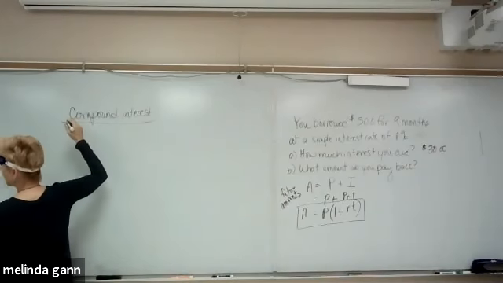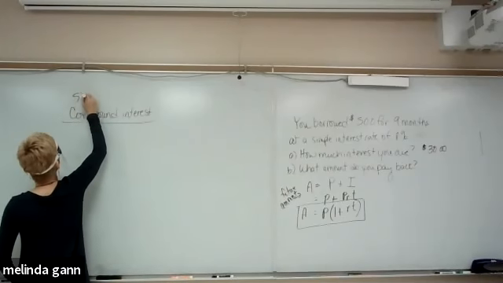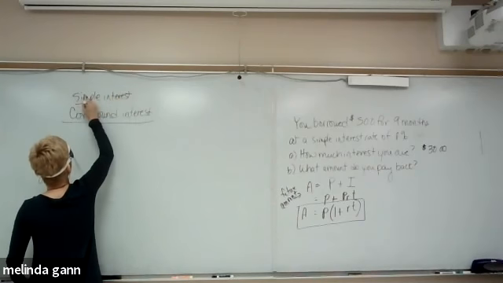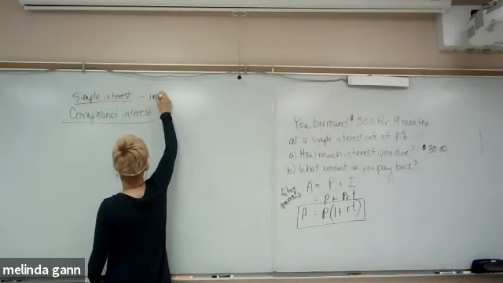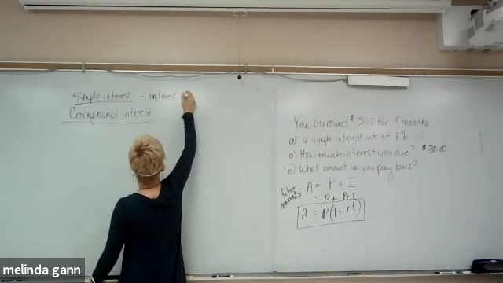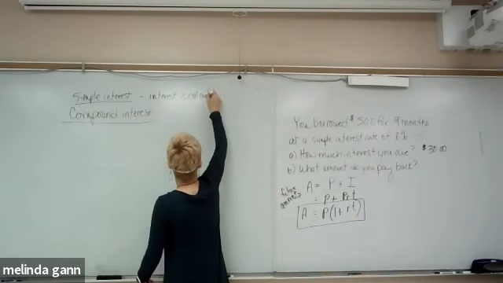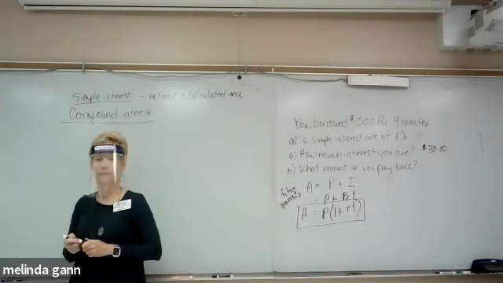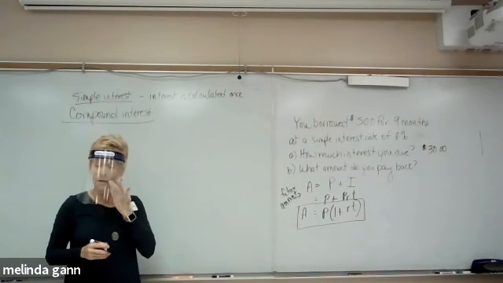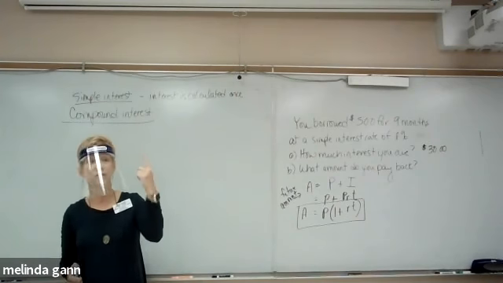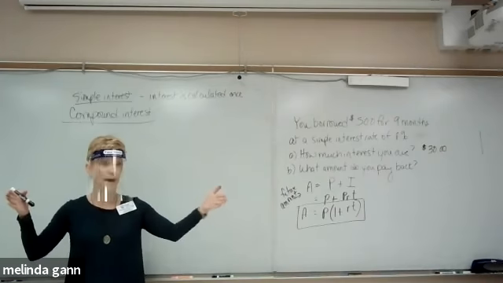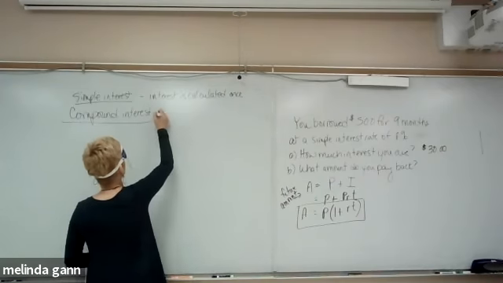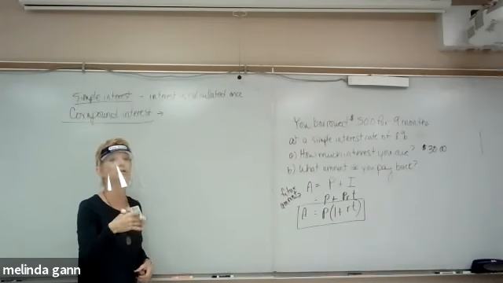Now, let me put this up here while I'm thinking about it. All right. On simple interest, the interest is calculated once. So on simple interest, that simple interest is calculated just one time on the whole time. Compound interest, the interest is calculated multiple times.